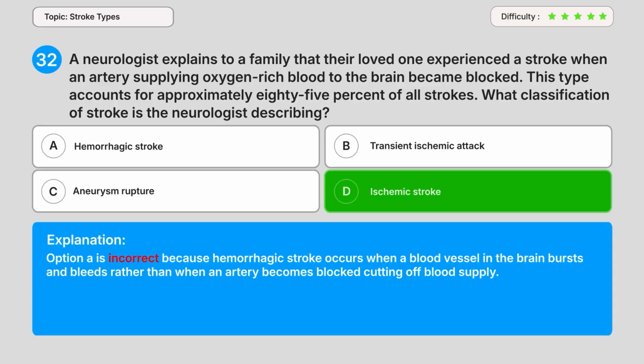Option A is incorrect because hemorrhagic stroke occurs when a blood vessel in the brain bursts and bleeds rather than when an artery becomes blocked, cutting off blood supply.